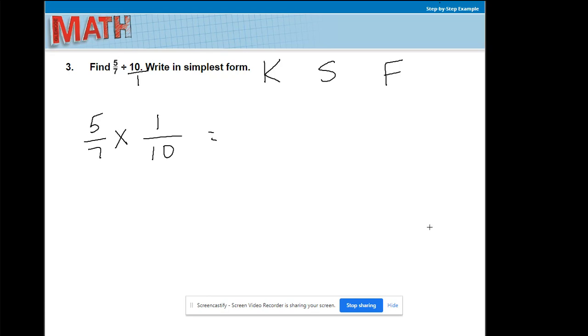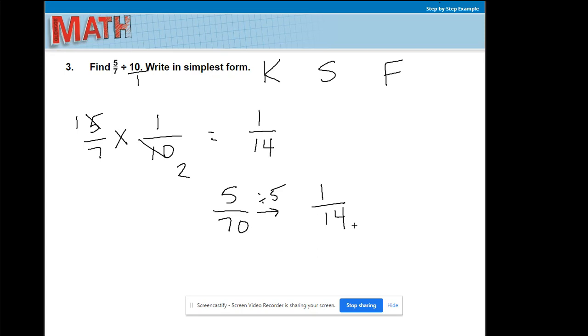Now what you can do is divide 5 and 10 both by 5, which you're going to get 1 here and 2 there. So you're going to get 1/14 as your answer after you multiply across. If you don't decide to cross those out, that's okay. You'll still get 5/70, which then again you're going to have to divide both by 5, and you're going to get 1/14 again.